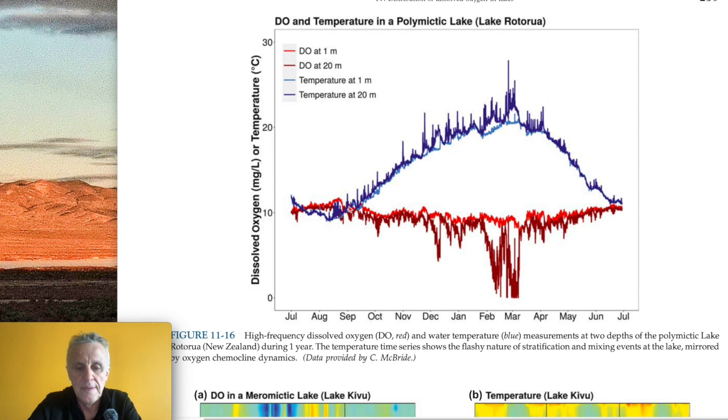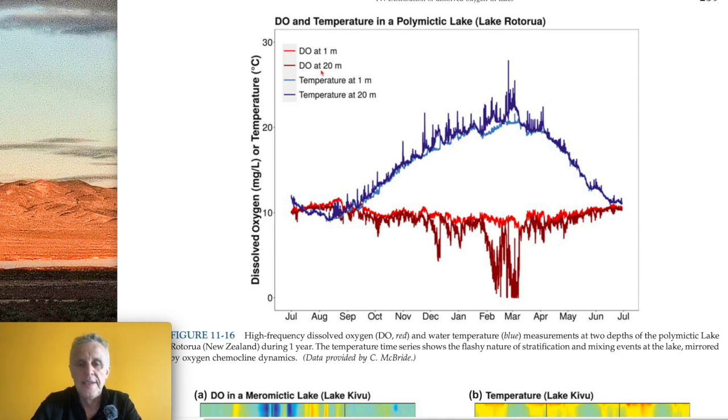And so that makes sense. Although what is interesting is we have an increase in temperature for the blue lines, corresponding to the summer, the February, March time period. Here they are reporting temperatures at 1 meter and 20 meters for both, as well as dissolved oxygen.